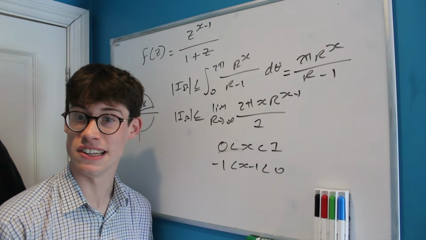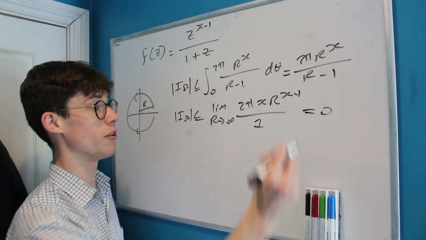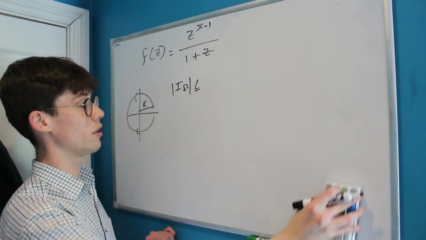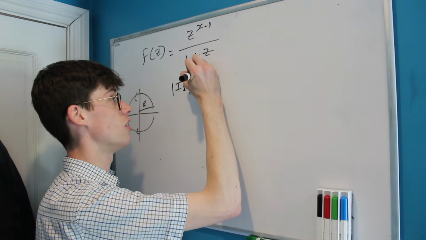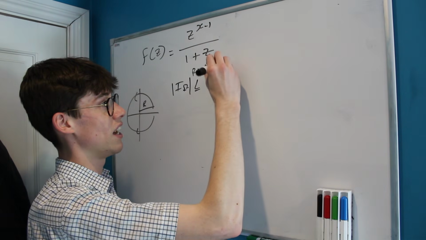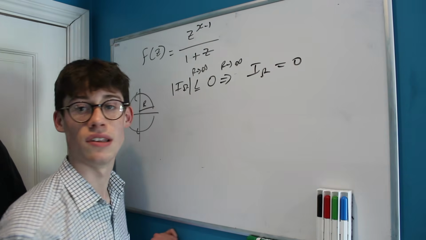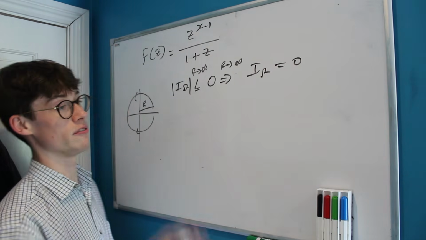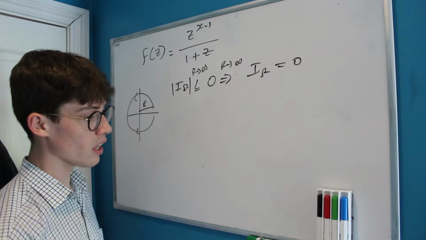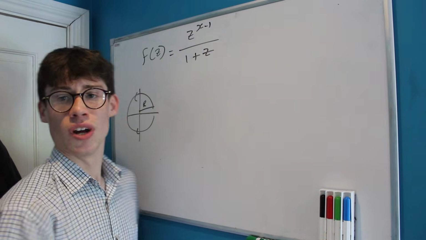1 over anything approaching infinity is going to approach what? Well, it's going to approach 0. So we now know that the absolute value of I gamma as r approaches infinity is less than or equal to 0, which implies that as r approaches infinity, I gamma is equal to 0. And that's of course because the absolute value of I gamma couldn't take a value less than 0, so it must be equal to 0.